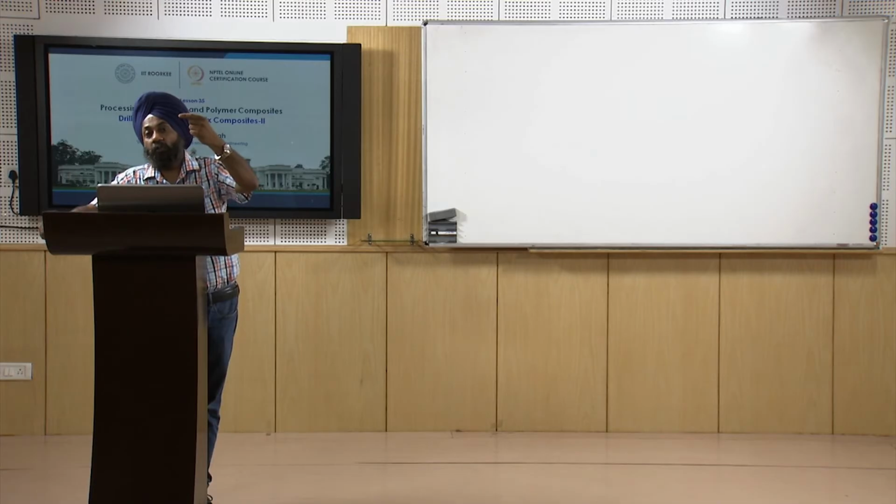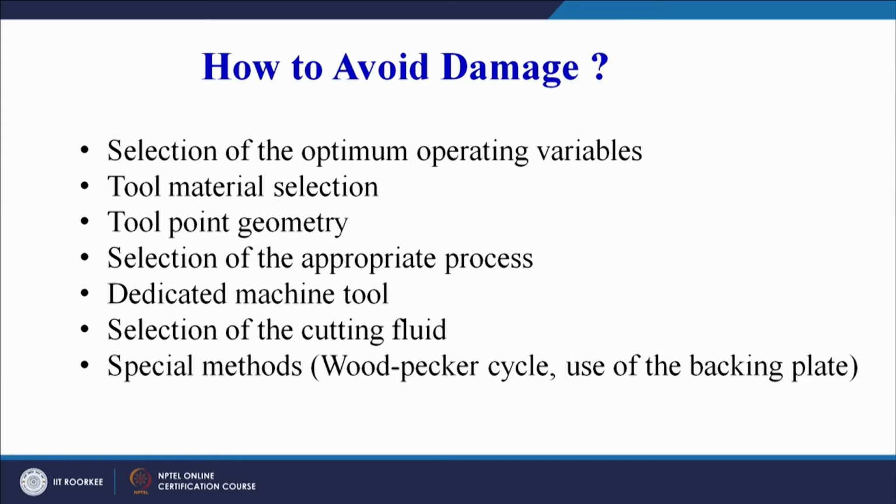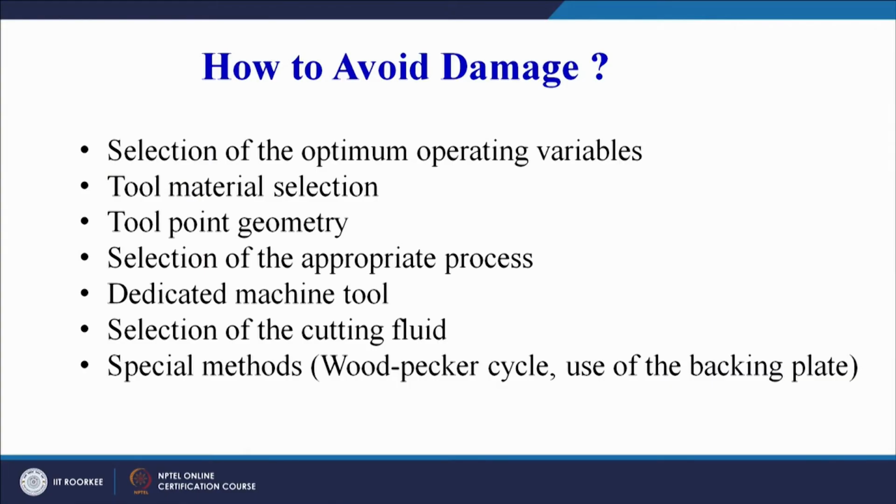So we need to judiciously, intelligently select the tool geometry also. So the three important things that we have seen today are, first, the selection of the operating variables, that is cutting speed and feed rate. Then the tool material, whether it should be HSS, solid carbide, diamond grit coated solid carbide, or maybe a specific tool material for drilling of composite. The third that we have seen is the tool geometry.